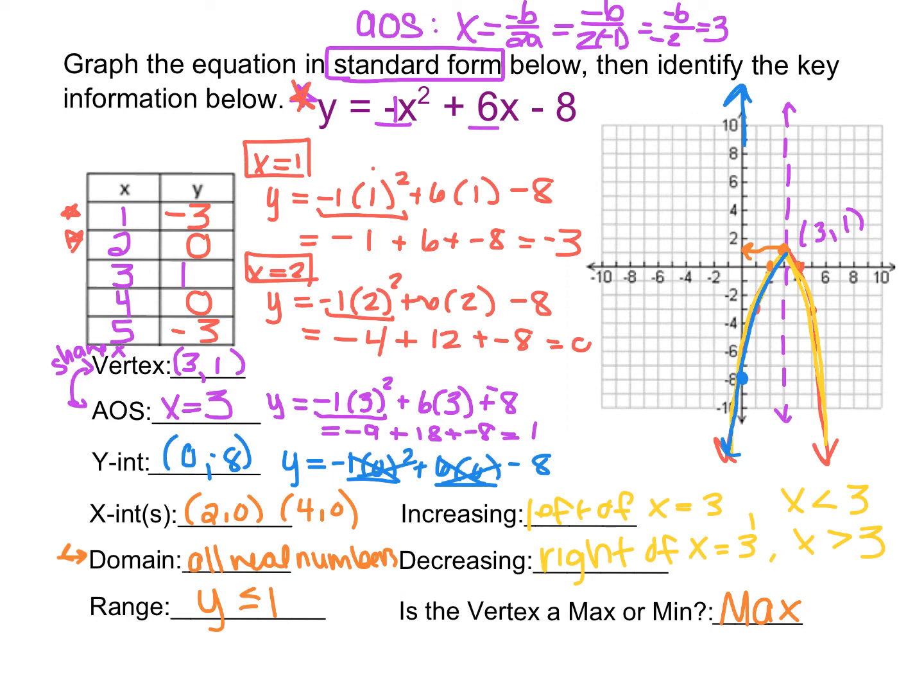So our y-intercept occurs when x is 0, y is negative 8, which we can see is pretty close in our sketch here. So here we have our first equation that we've graphed in standard form using our standard form axis of symmetry equation, and then identifying all of the key components once we have that graph complete.